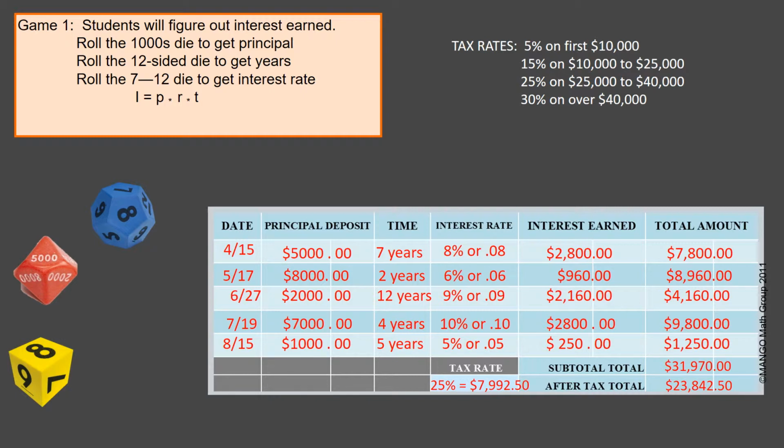Now, this is very simplistic on what taxes really are and the whole gamut of the economy and economics, I should say. But this just gives the kids an idea of how the numbers are used. So that's the first game. The students will do that.